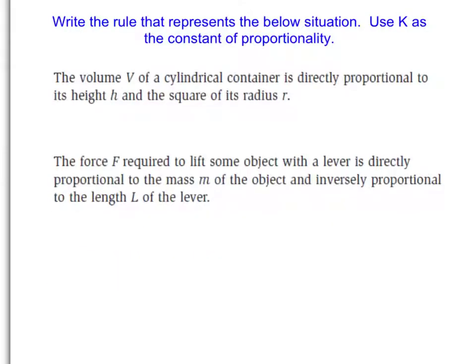A couple more things in terms of direct and inverse is writing an equation for a situation. So we have the volume of a cylinder is directly proportional to the height and the square of its radius. So we're going to have V equals, and because it's a direct relationship, I won't have a fraction, everything will be multiplied. I'm going to have some constant of proportionality, and V is proportional directly to H and the square of its radius, so radius squared. V equals KHR squared.